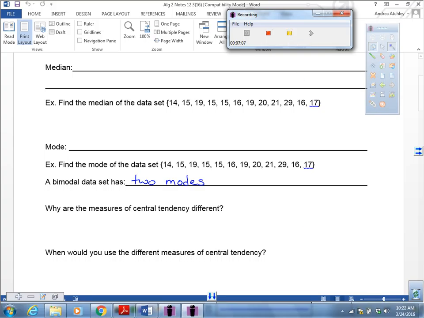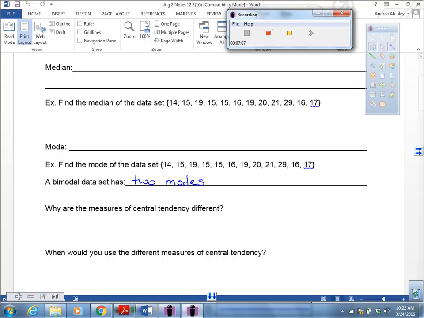Okay, Braden, why are the measures of central tendency different? Omar, what did you put? Why are these different? You're measuring different things? Very good, right? You find them in different ways. Haley? Okay, the average is done most commonly.